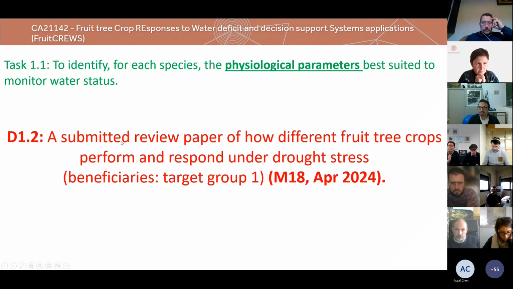Be careful about these deliverables. So a submitted review paper of how different fruit tree crops perform and respond under drought stress, because the delivery date is at month 18. So maybe we must start to think about this review paper, just summarizing the information in the literature.